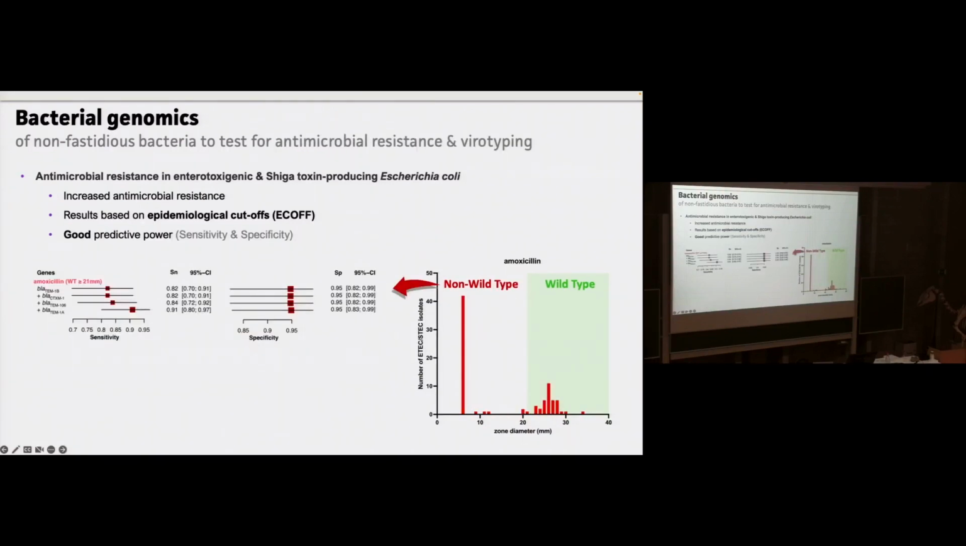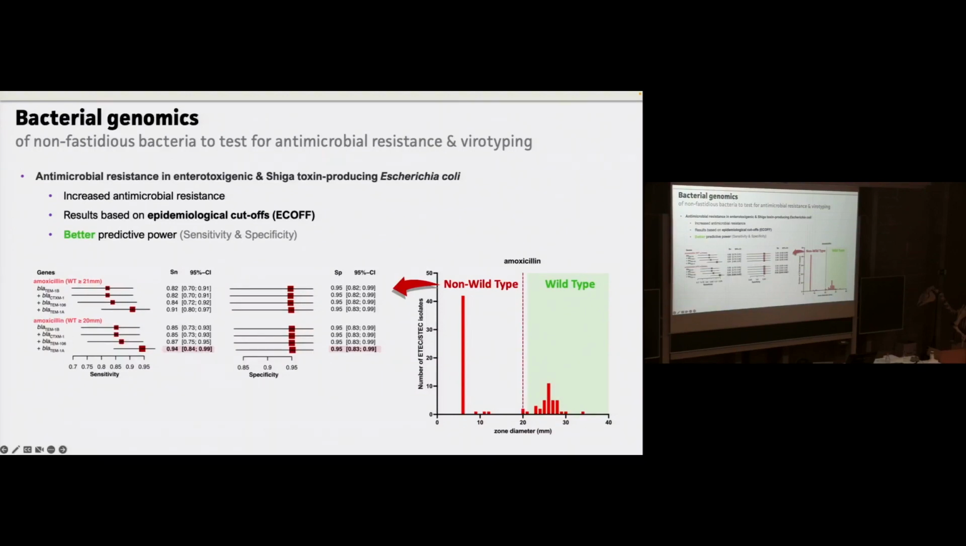Now, important in diagnostics is to say how sensitive and how specific the test is that you're actually using. So we did these kinds of calculations for all the antibiotics that we tested for, and we got a nice 91% sensitivity and 95% specificity, but by moving our border a little bit more to the left, we got an even better 94% specificity.